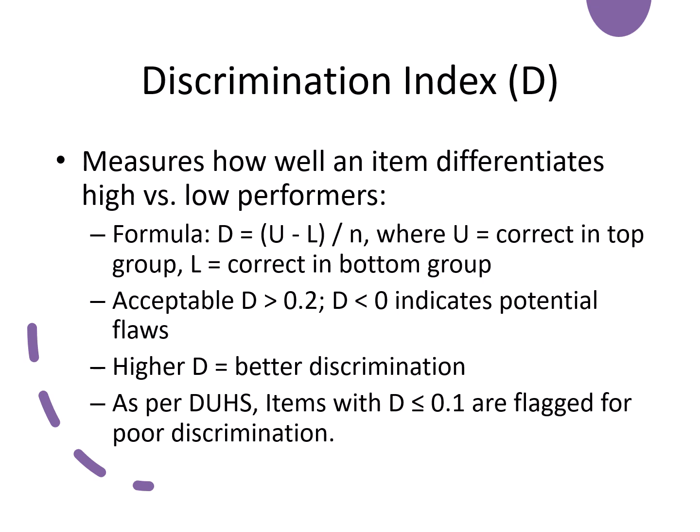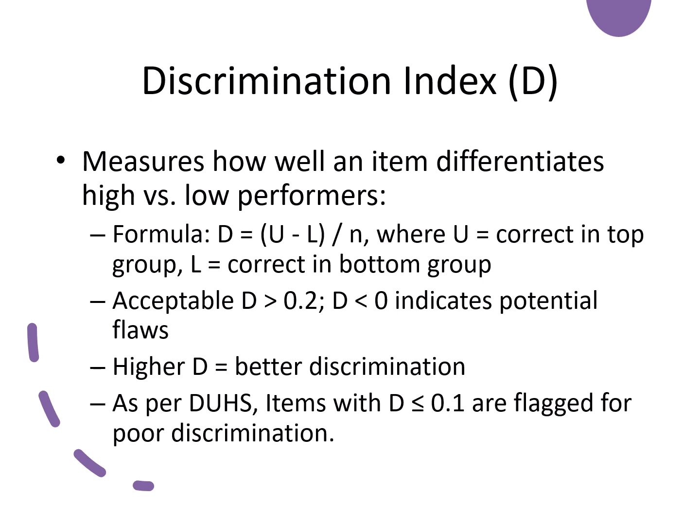Now, what are the implications? If items are passed more frequently by the low ability group than the high ability group, they are probably flawed. As per the institutional policy of Dow University of Health Sciences, items with a discrimination index of less than 0.1 are usually flagged or marked for poor discrimination.